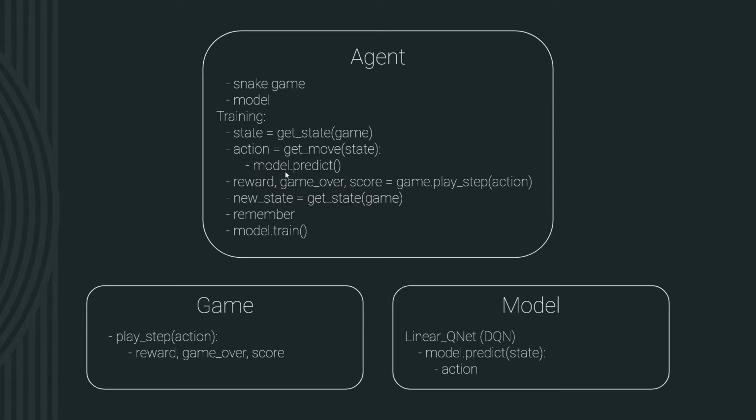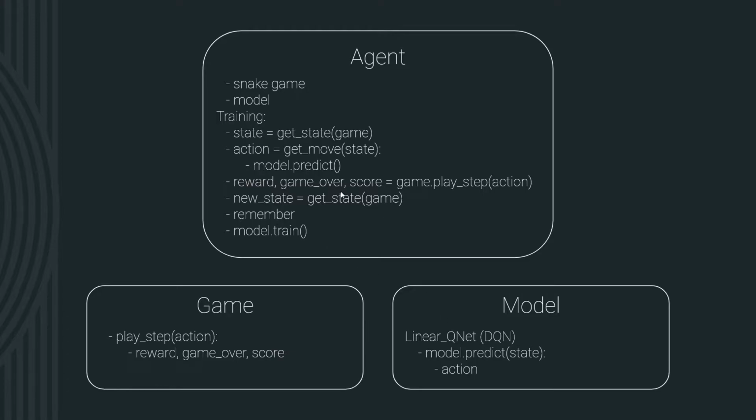Okay? Then we can play a step in our game based on the action. So we make that move, and based on that move, we get the reward, whether the game is over or not, and we also get the snake's game score. Now, based on that new information, we calculate a new state, and then we have to remember that old state and the new state in our model, and then we train that model based on all that information, and we keep repeating that process over and over again until our agent gets better and better.